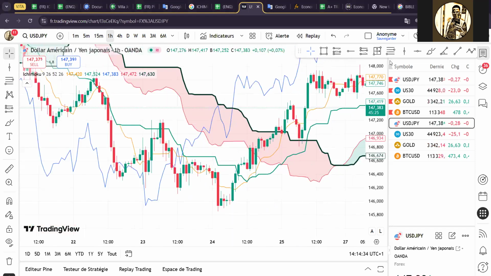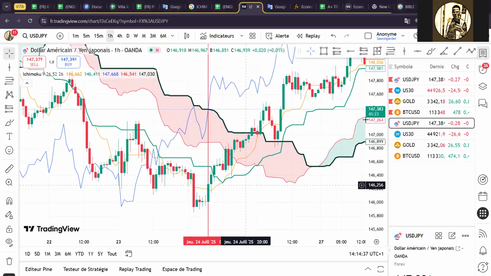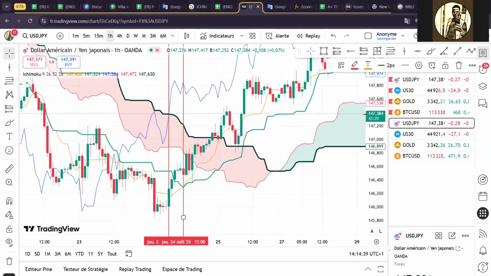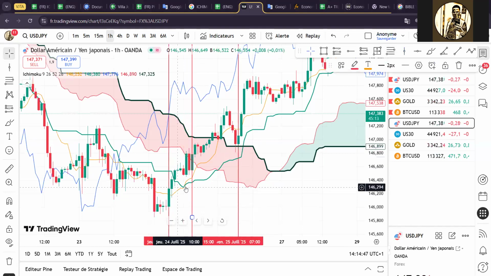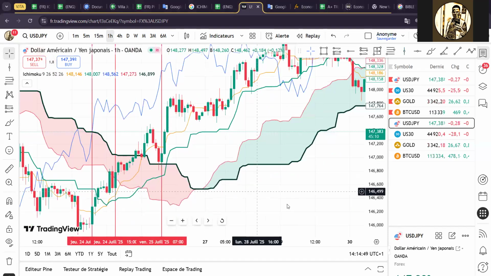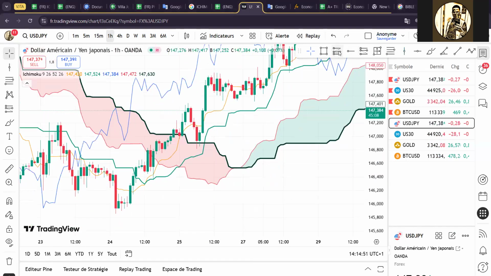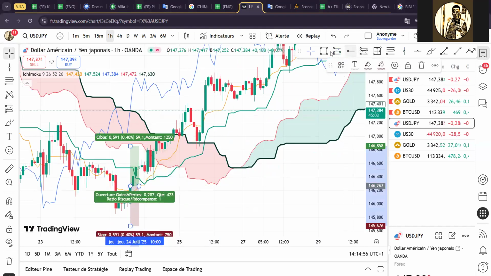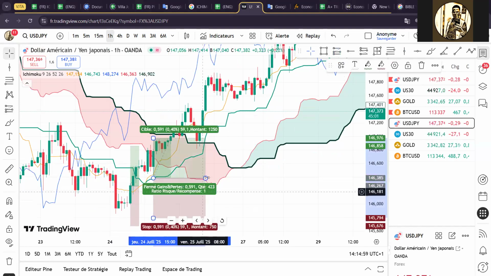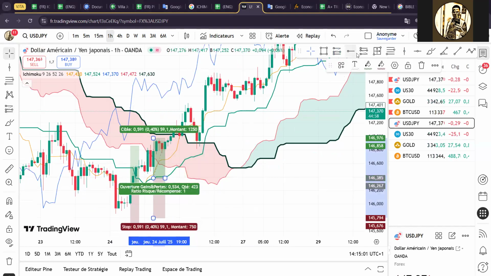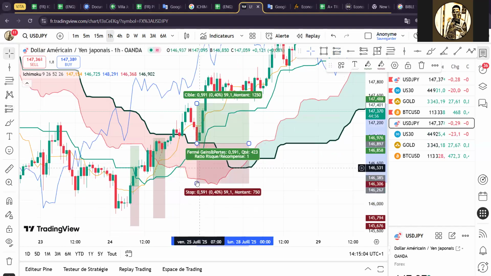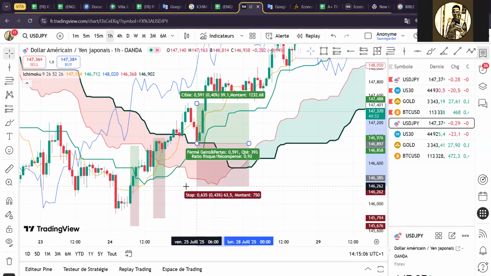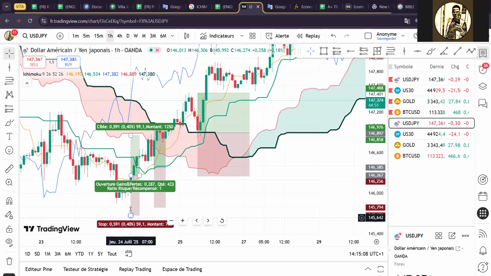We got this one that was the dunk, then the TK cross, and Tenkan. Then we have the transition, right? That was the entry. We got the dunk here. Then we had the TK cross before the cloud. Then the transition. Note the stop loss just right here.